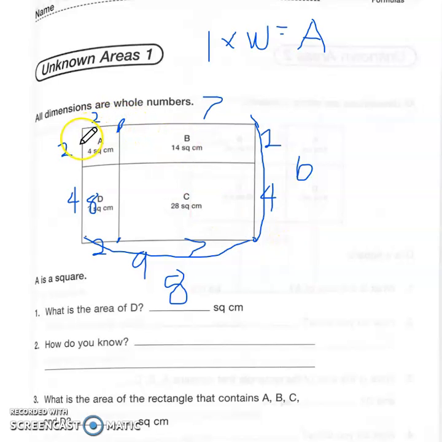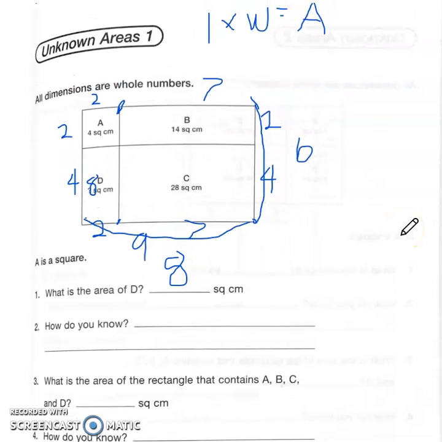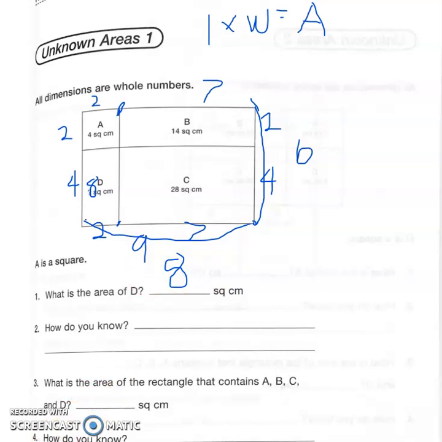So I could either add up all the areas on the inside, or using my area formula, I could simply take 9 times 6 and that would give me the area of the whole thing. Either way is fine by me. Do with what you want. And then how do you know? You can say it. Like you can say, I added up all the areas from the smaller rectangles, or I multiplied the length times the width. But you can just let me know right there. But that is how unknown areas is going to work. Good luck.